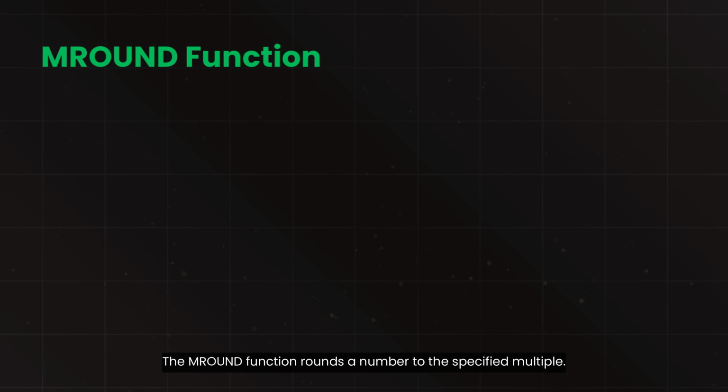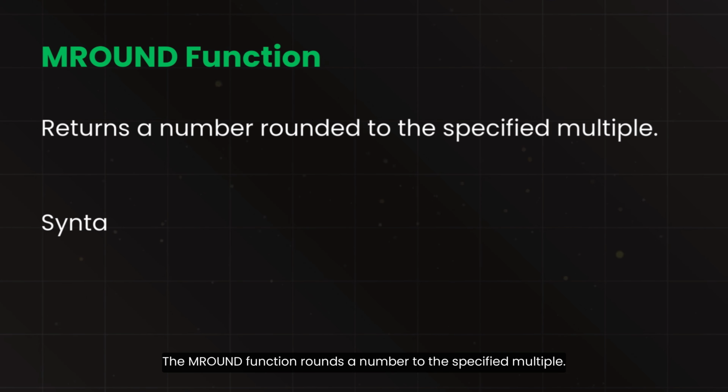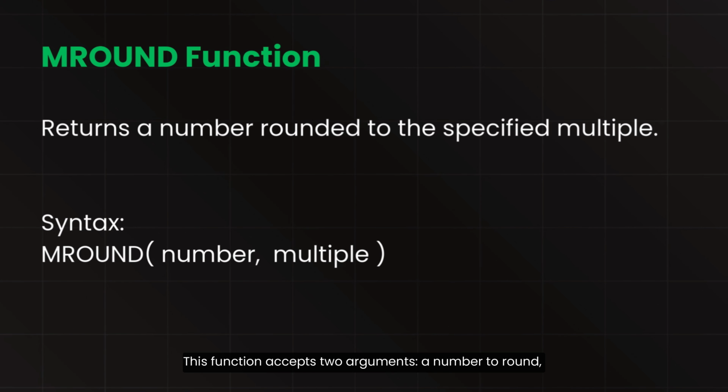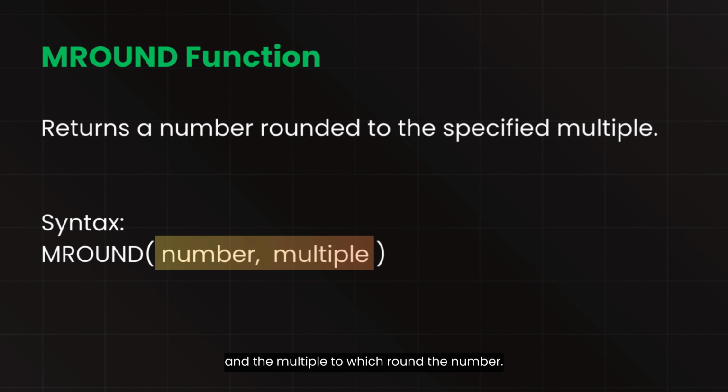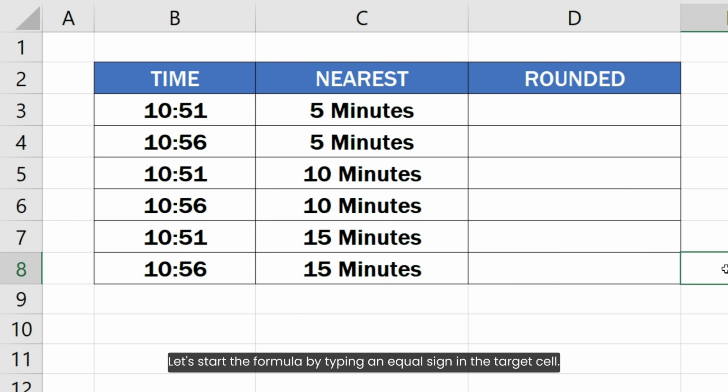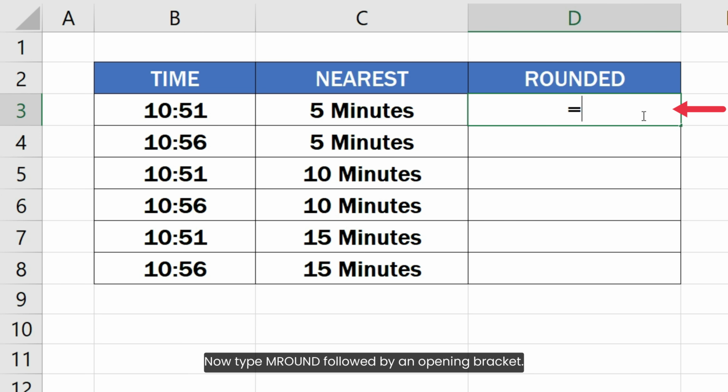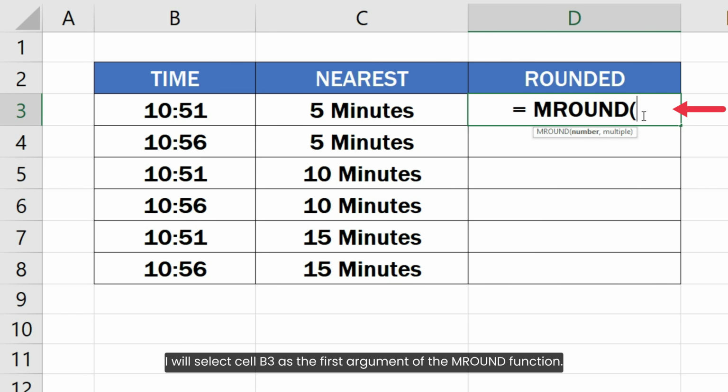The MROUND function rounds a number to the specified multiple. This function accepts two arguments, a number to round and the multiple to which to round the number. Let's start the formula by typing an equal sign in the target cell. Now type MROUND followed by an opening bracket. I will select cell B3 as the first argument of the MROUND function.